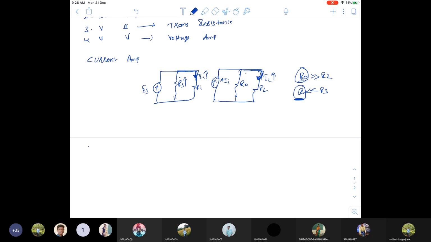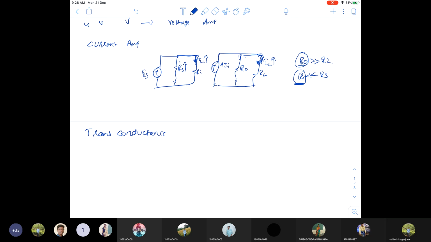Similarly, if you go for the transconductance amplifier, output is current and input is voltage. Input is voltage means we can connect in series connection, so this is series, and output is parallel. This is RS, this is VS, and this is RI. The voltage drop across RI is VI. So this is A into VI, R naught, RL.